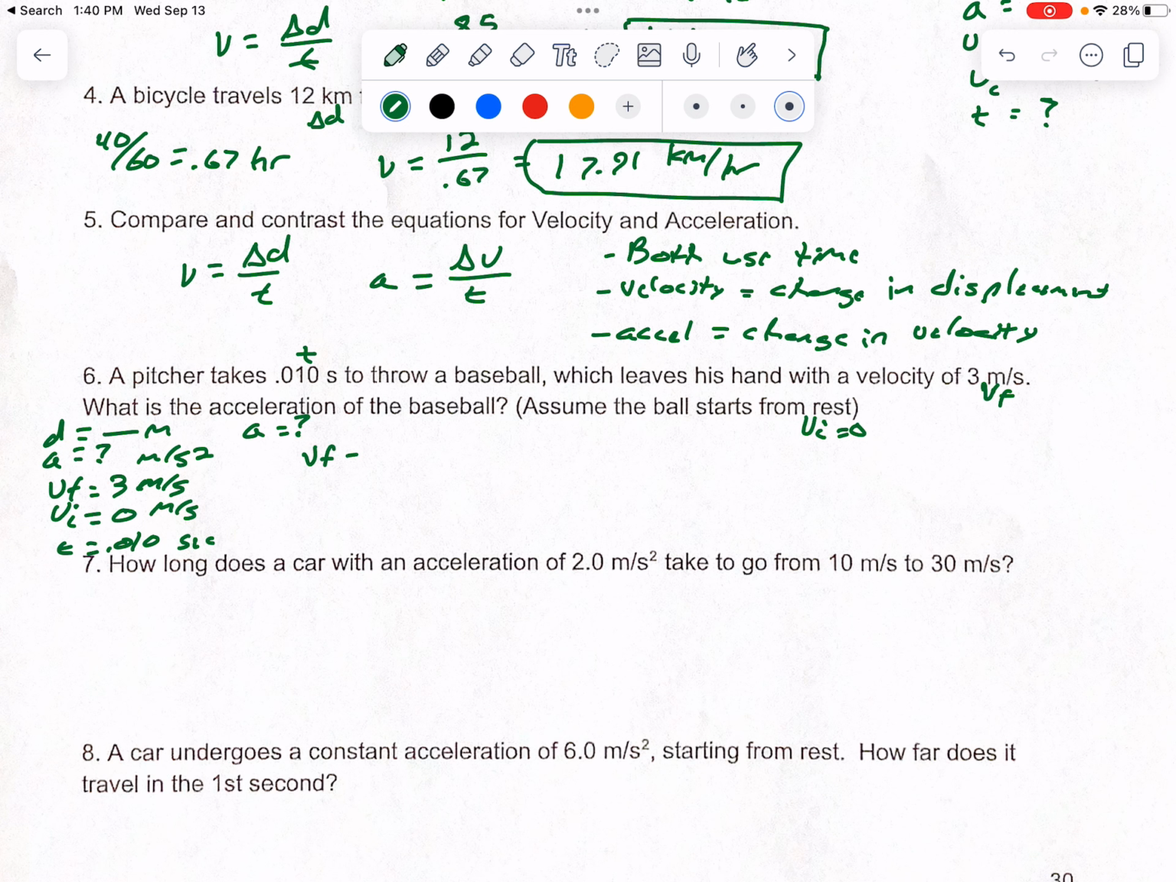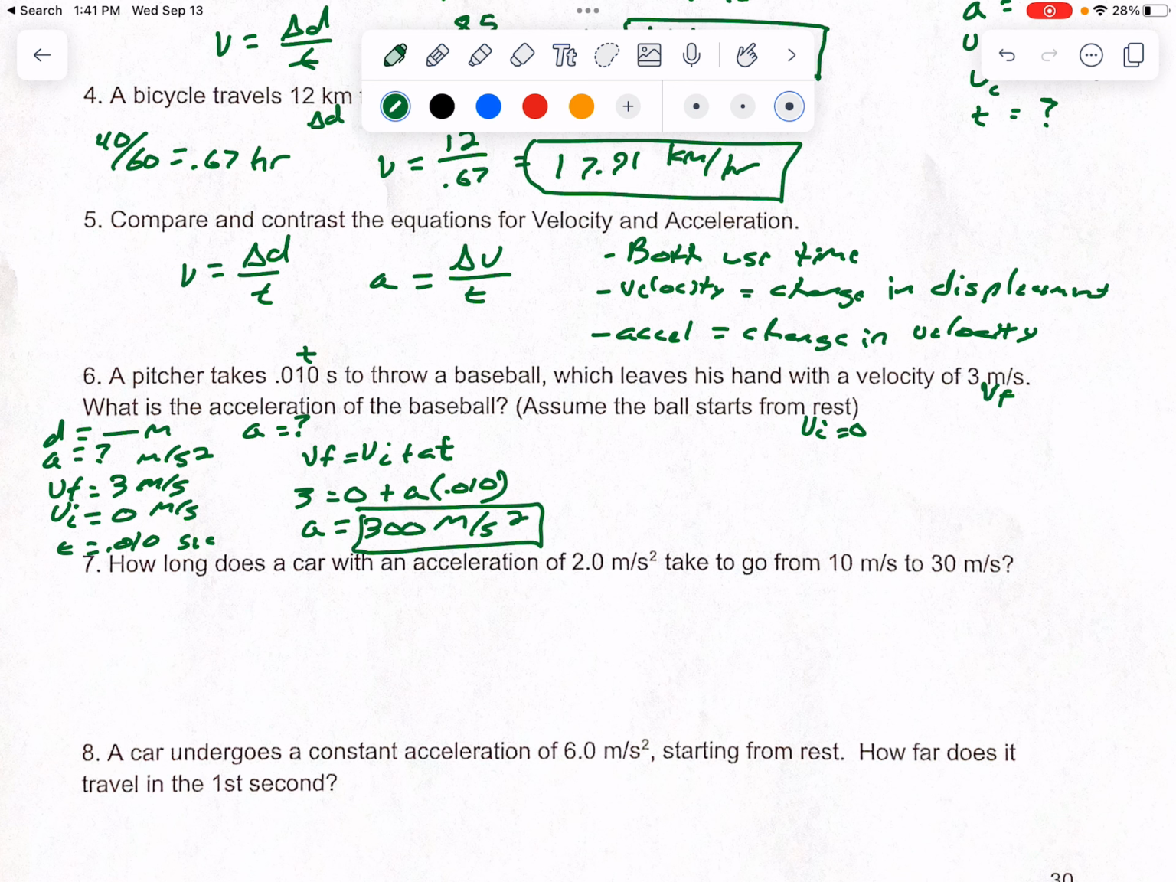So VF equals VI plus AT. So VF is 3, VI is 0, plus AT. So A we don't know, time is 0.010. So what I would do is divide both sides by that 0.010. So 3 divided by that is going to give me an acceleration of 300 meters per second squared. So there's your answer there.